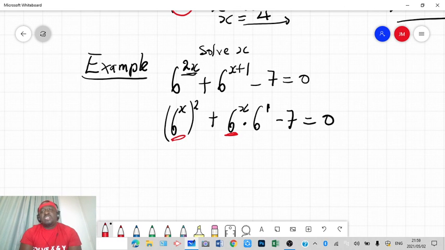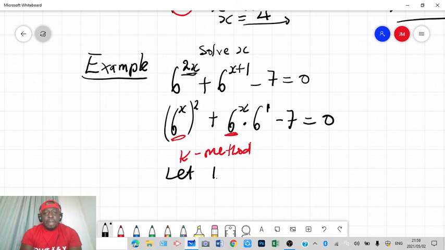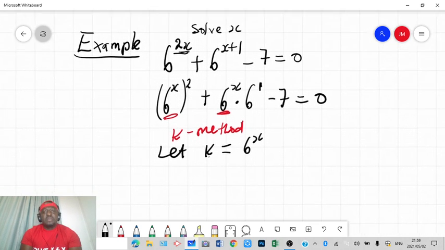So when you see such a repetition, then you'll come in with your K method that can help you factorize this equation easily. You can also factorize it directly if you don't find a challenge looking at the 6 to the power x as your K. So with the K method, I'll say let K be equal to 6 to the power x.